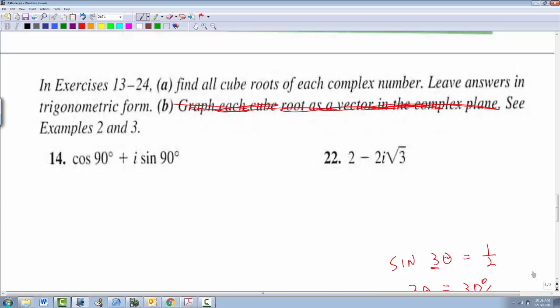Find all the cube roots of this. I really should have reversed these, but I'm going in the order of the book. Now this is the second concept. I'm going to use two different applications of the second concept. Okay, so here's what you do.